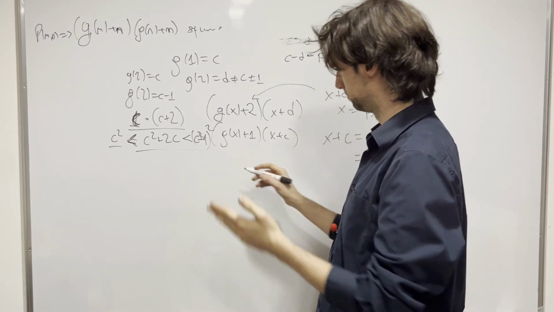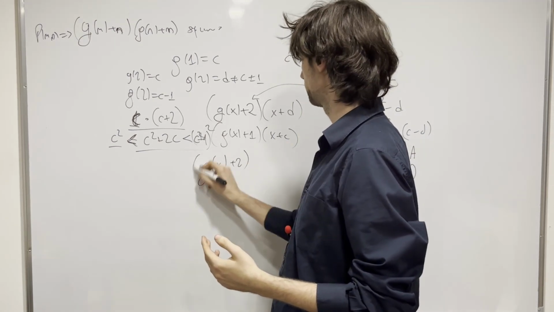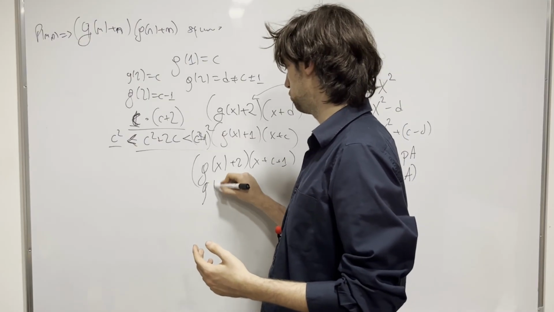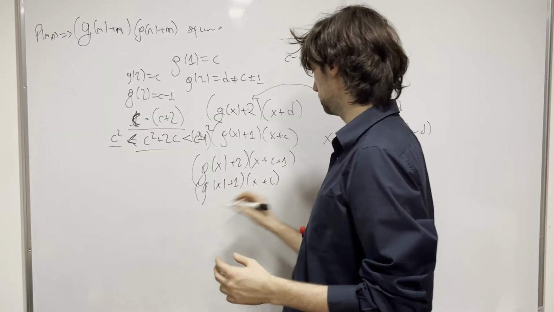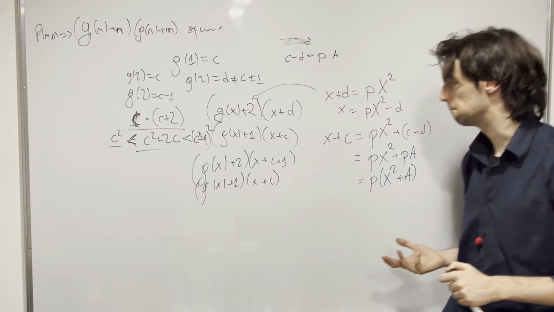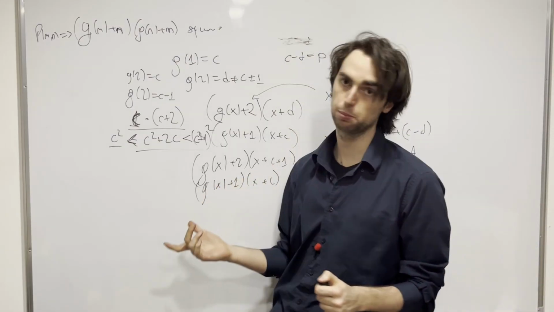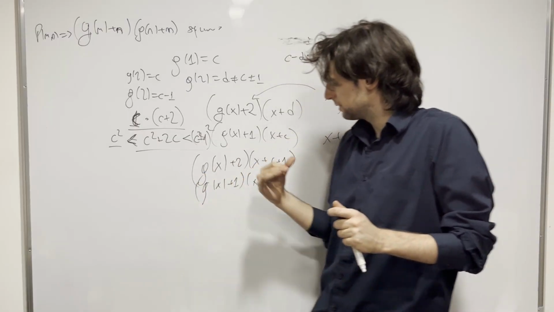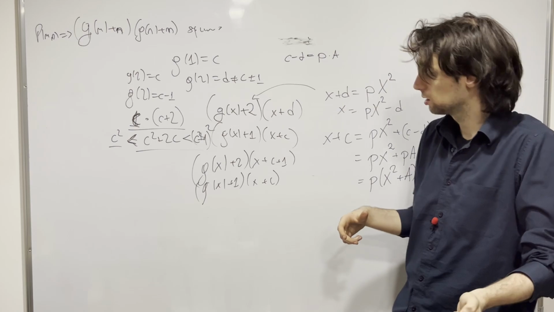Because now we have g of x plus 2 and x plus c plus 1, and g of x plus 1 and g of x plus c. Both of these are squares. Maybe there's something now that we can figure out about what happens if we plug in x is equal to 3. Does this give us anything for me, or does it give us something for specific x?